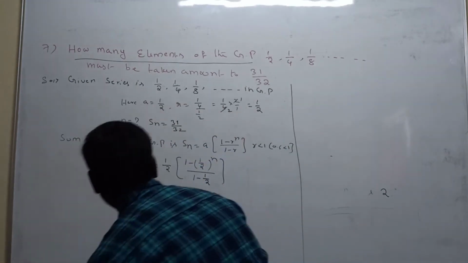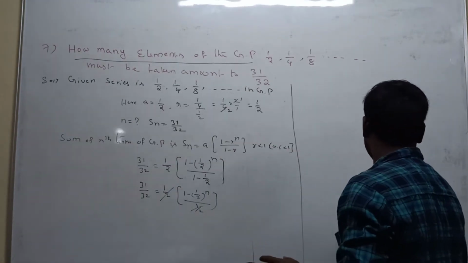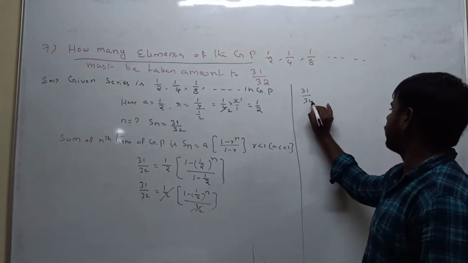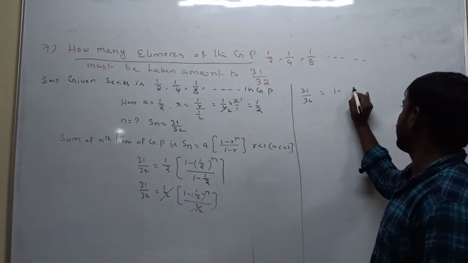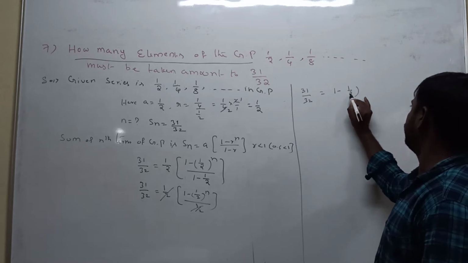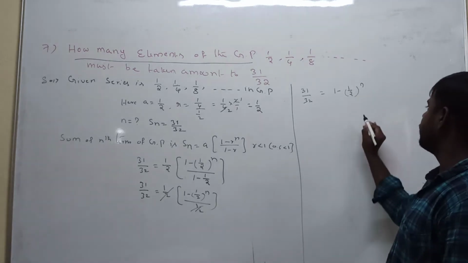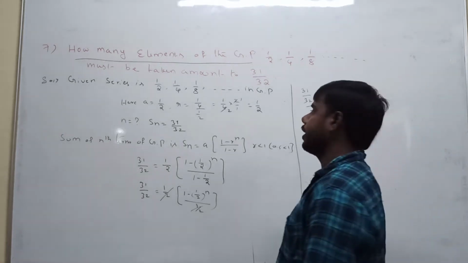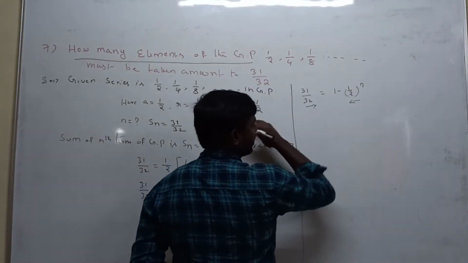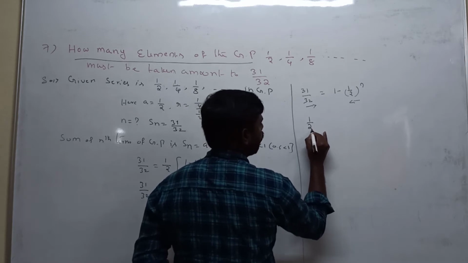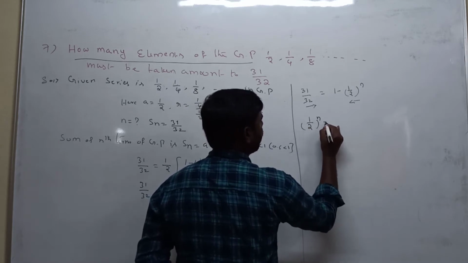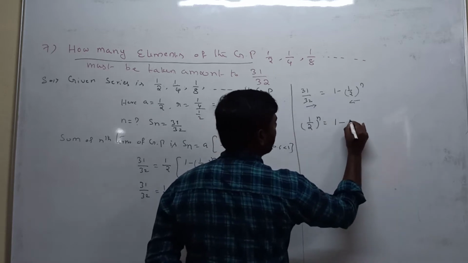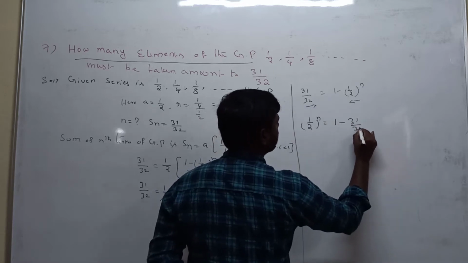Remaining value is 31 by 32 is equal to 1 minus 1 by 2 whole to the power of n. This value take to the left hand side, and this value take to the right hand side. So minus 1 by 2 to the power of n on the left, we get 1 by 2 whole to the power of n. On the right, plus 1 as it is, and taking this value to the right hand side, we get 31 by 32.